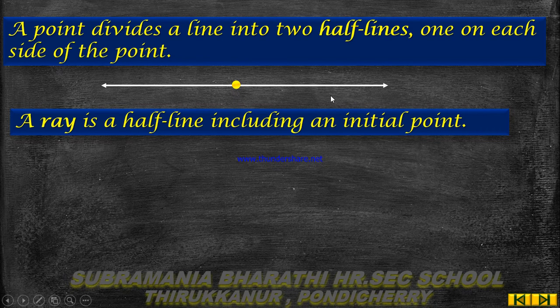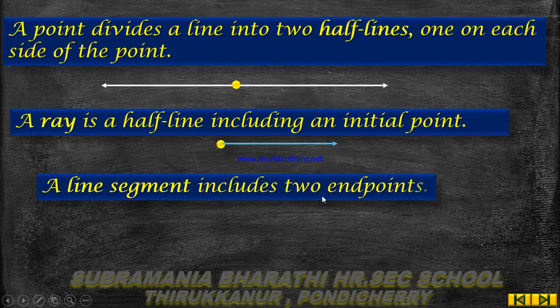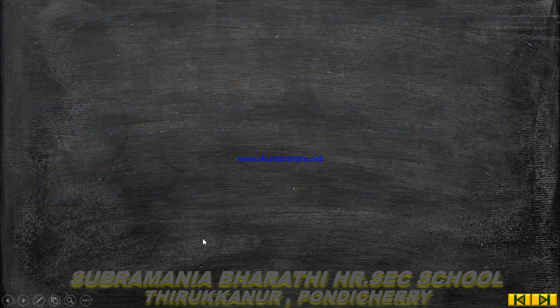You have learned this clearly in lower classes. This is the point. Like this is an example. This ray has a starting point, but there is no end. A line segment includes two end points, but a ray has only a starting point. Like this is an example for a line segment. One is an end point, this is the other end point. It's known as a line segment.